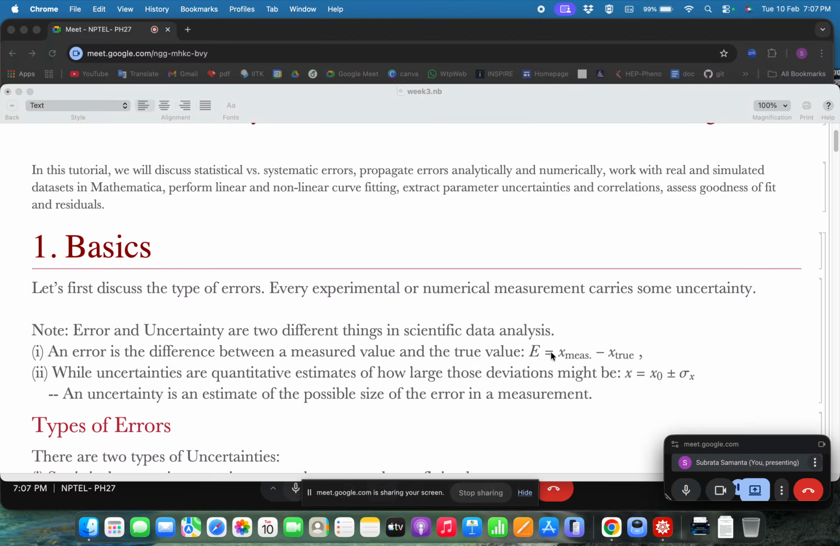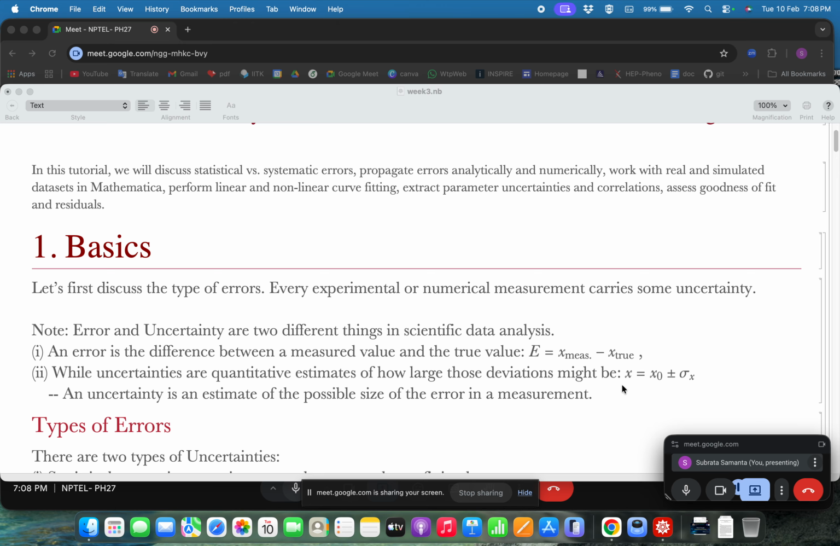So let's say E, the error, equals x measured minus x true. So this is the measured value and this is the true value. Okay. So the difference is the error. Since we do not know what the true value is, we do not know what the actual error is. Okay. So what do we do? So the quantity is uncertainty. So they are the quantitative estimates of how large those deviations might be.